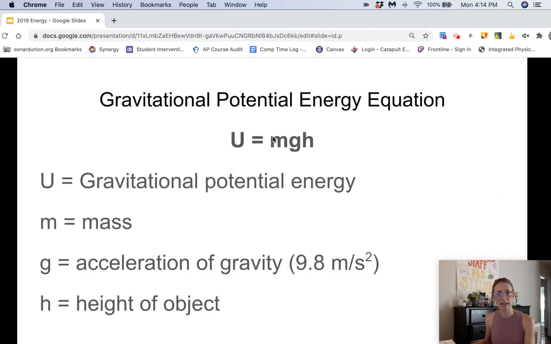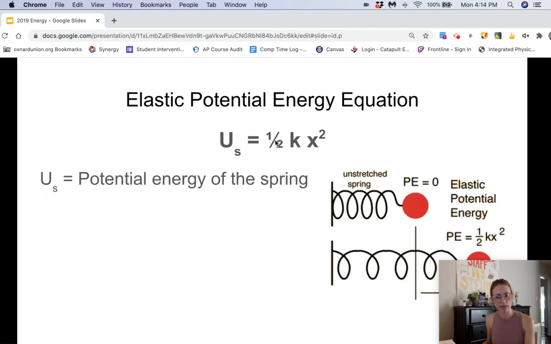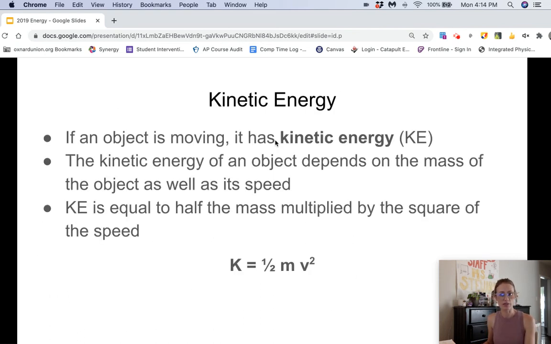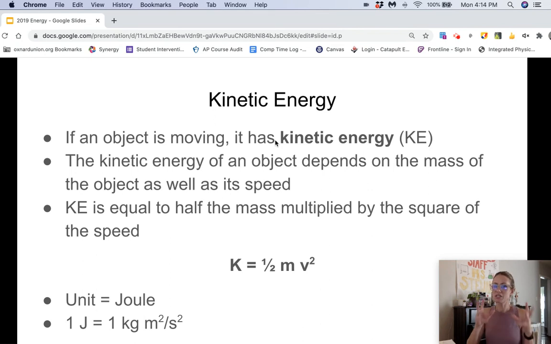Mass, again, is in kilograms. Our acceleration of gravity is in meters per second squared, and height is in meters. So meters times meters per second squared is meters squared per second squared, and then mass is in kilograms. So we can see that a joule is always going to be equal to 1 kilogram times meters squared per second squared. And remember, all of those special units in physics are made up of certain base units. Our base units here are kilograms, meters, and seconds.